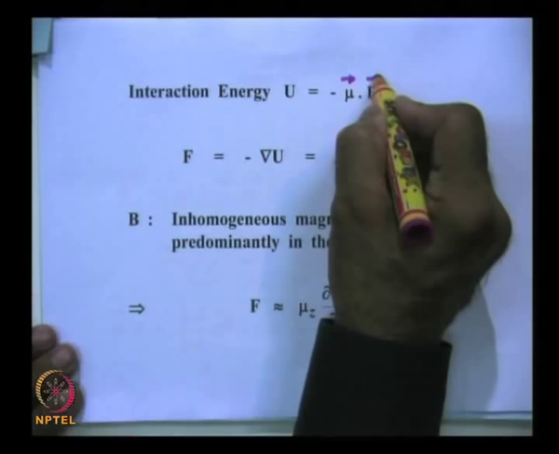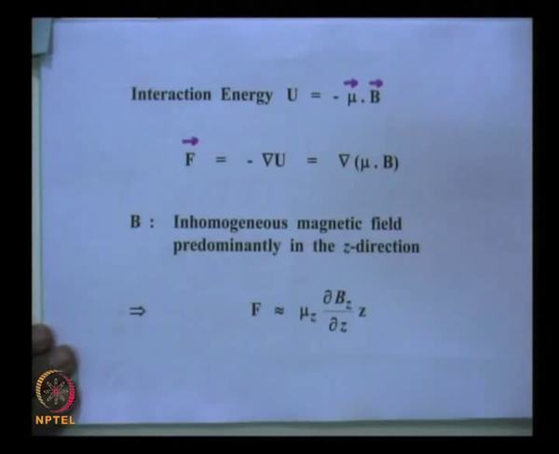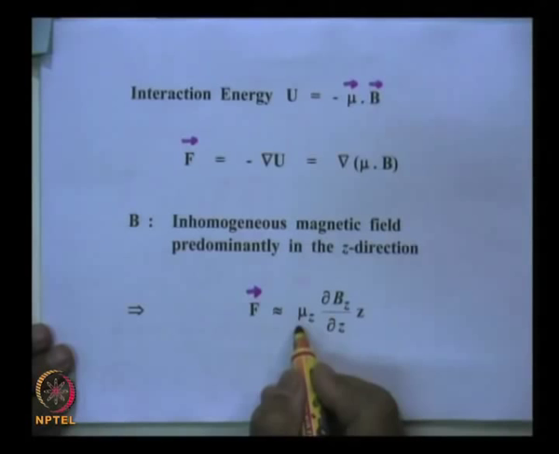The interaction energy is mu dot B. The force is equal to minus gradient of U. I now apply an inhomogeneous magnetic field predominantly in the z direction. Therefore, the force that is acting on the silver atom is mu z delta B z by delta z, where mu z is a scalar quantity, times the unit vector in the z direction.